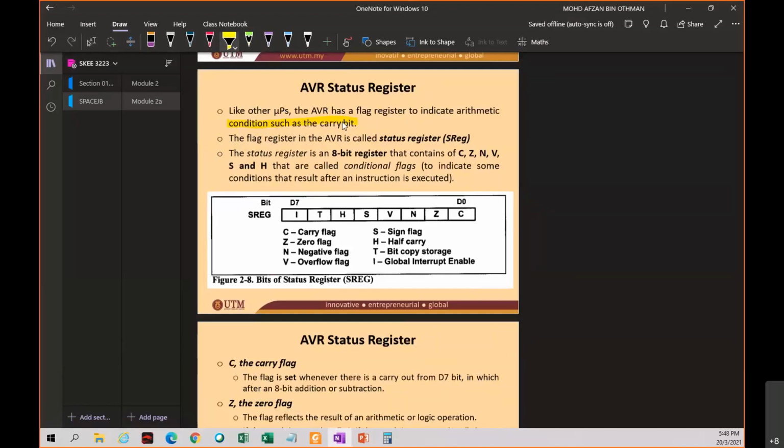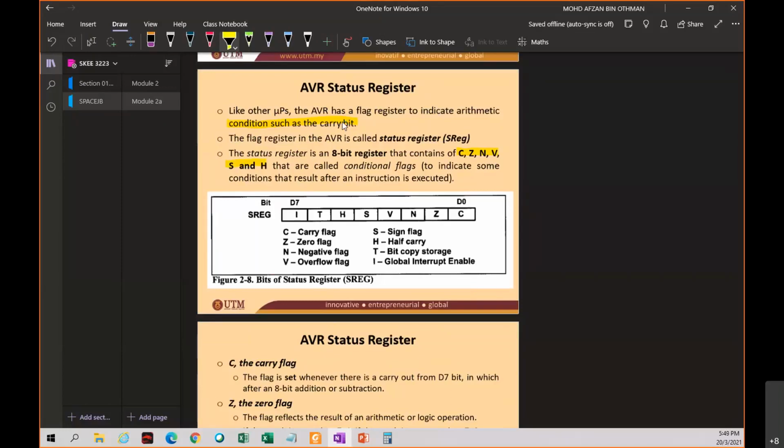Okay, so the flag register in the AVR is called a status register, and inside of this status register there is an 8-bit register. Okay, the size is 8 bits and it contains these flags here: C, Z, N, V, S and H, and then ada lagi I and T.